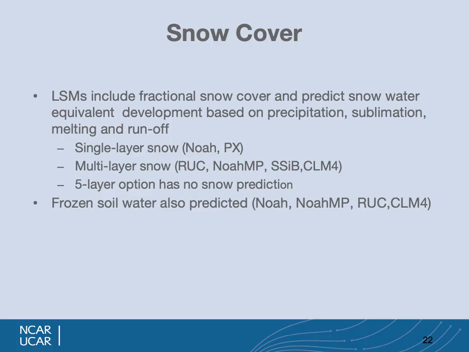Land surface models include fractional snow cover and can predict snow water equivalent and how it develops based on the precipitation, sublimation, melting, and runoff. There's multiple ways of doing that depending on which option you've chosen. Multi-layer snow is included in the RUC, the NOAH-MP, the Simple SIB, and the CLM4. There's also frozen soil water in some of these models, so it deals with the freezing of soil water, which has its own latent heat effects.